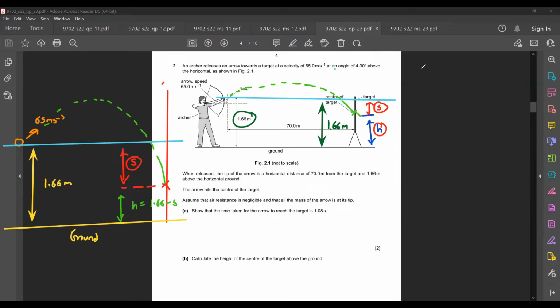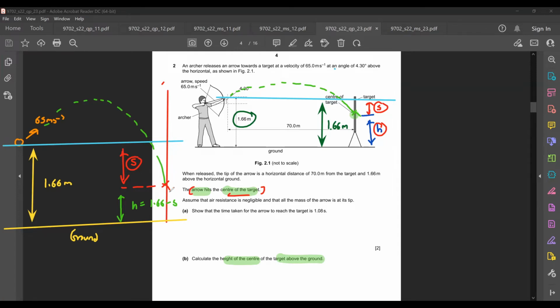They told you the arrow hits the center of the target, which is here. Then find out the height of the center of the target above the ground. Okay. So because of this statement here, they already mentioned now. Why must you find your height to the center of the target? Is because your arrow hit the center of the target here in the first place. Okay. Right. So back to this question.